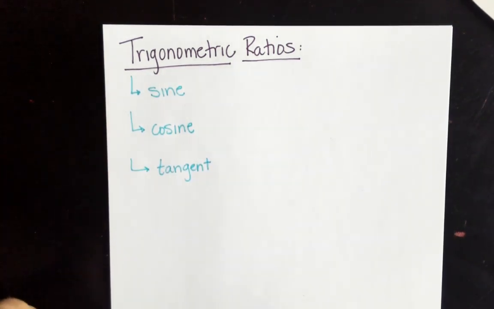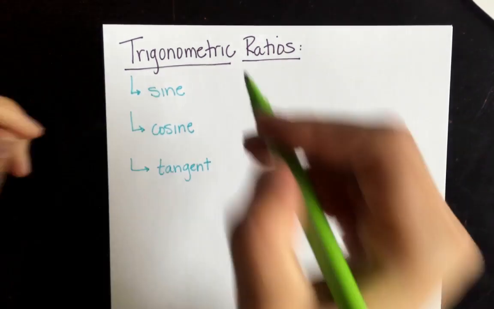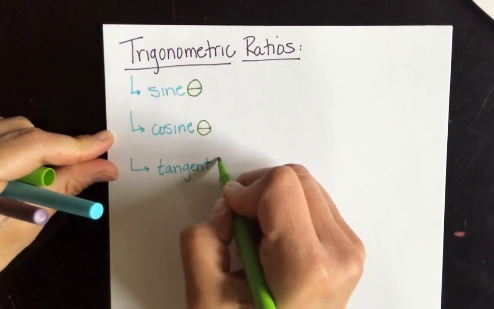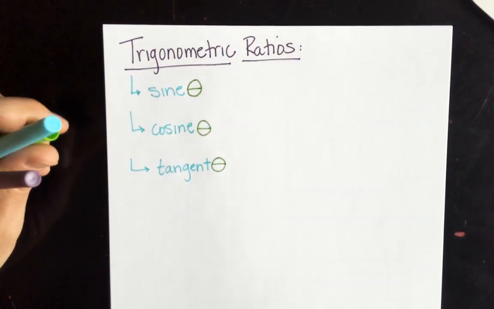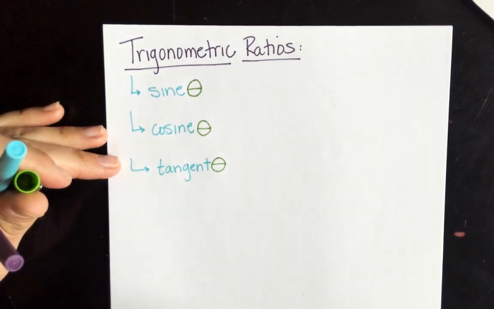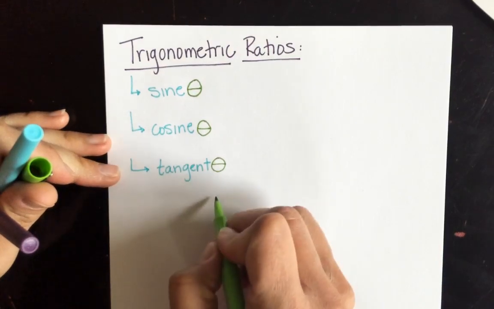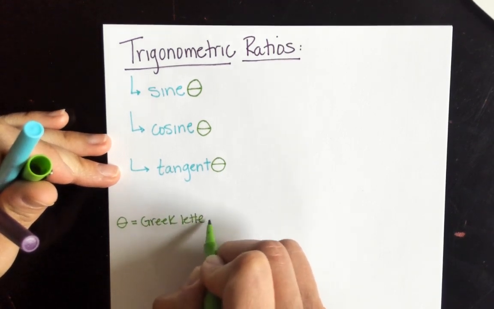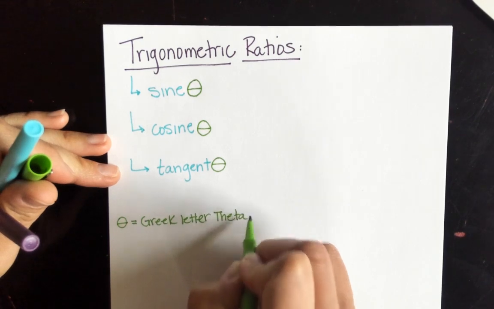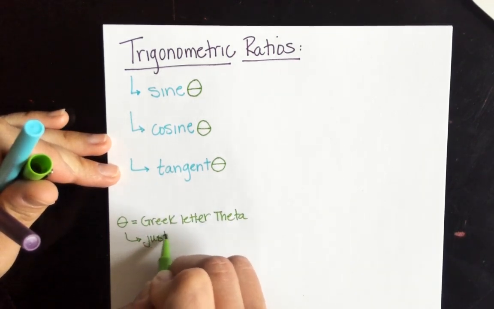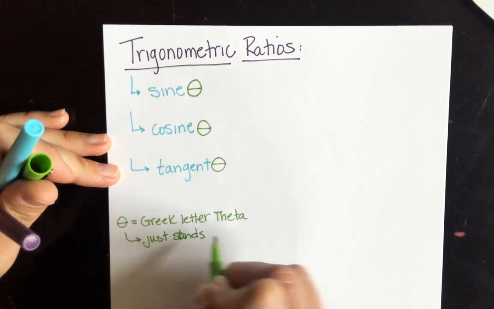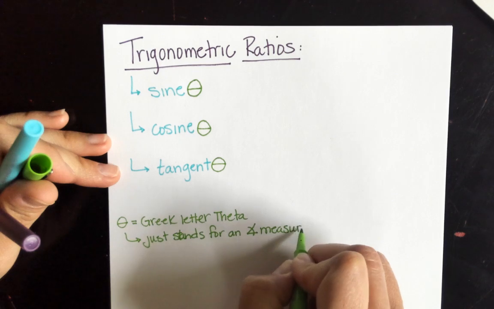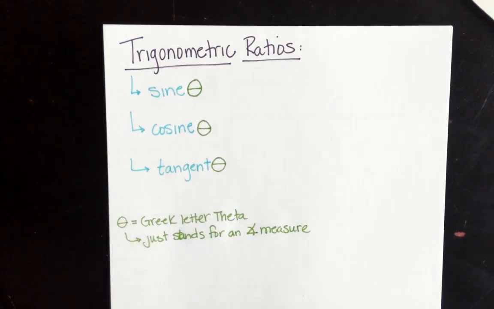And next to them will always be an angle measure. So for right now, I'm actually going to do what your textbook does, and we're going to throw in this Greek letter. It could have been A, it could have been X, it could have been Z, doesn't matter. It could have been alpha, beta, gamma. This guy right here is the Greek letter theta. It just stands for an angle measure. That's all. Just stands for an angle measure.